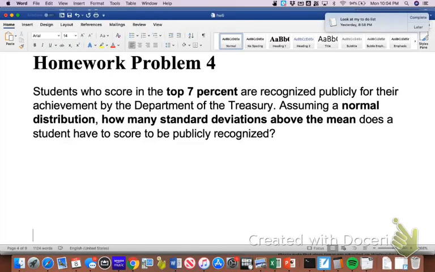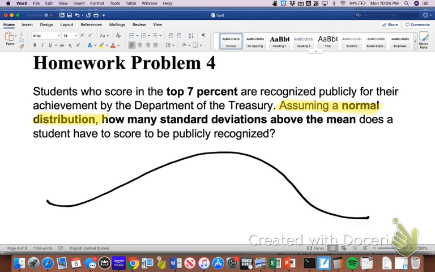Problem number 7 uses that, and problem number 4 uses that same general idea of a normal distribution, because it does say that for this award, they're normally distributed. And so it says the top 7% are the people that are recognized. So again, the way a normal distribution works, you've got your mean here in the middle, all your average folks.